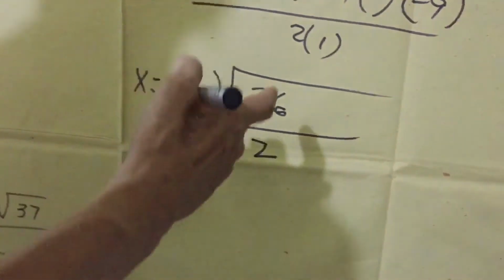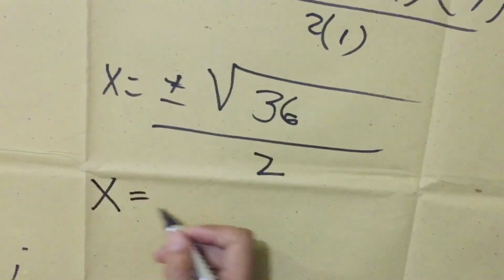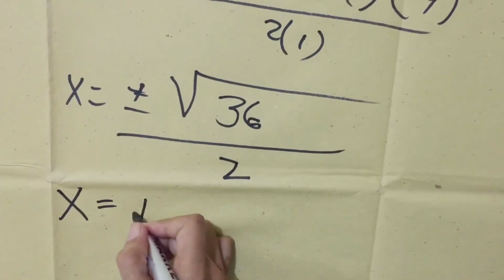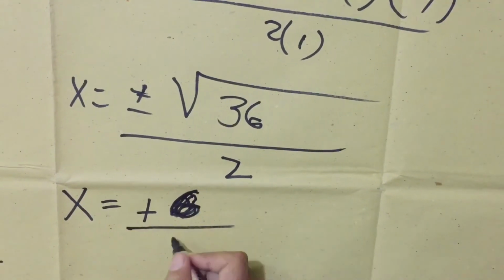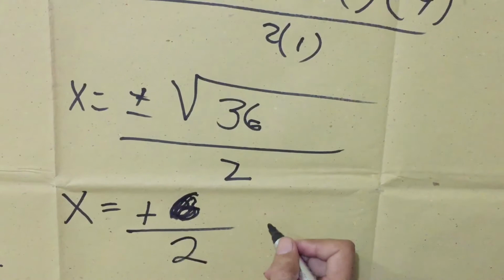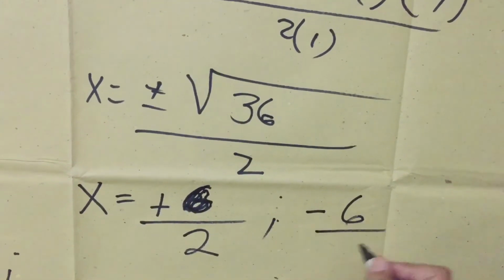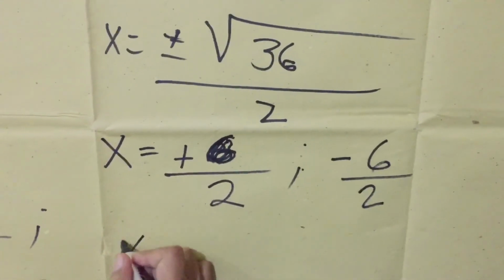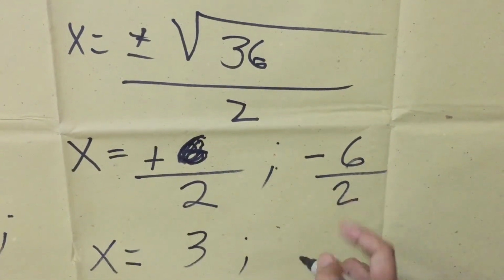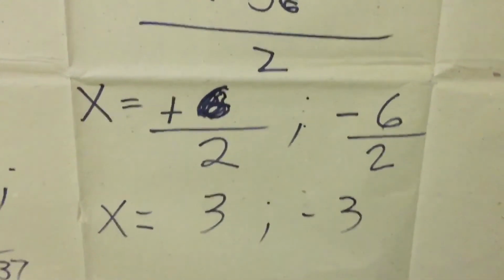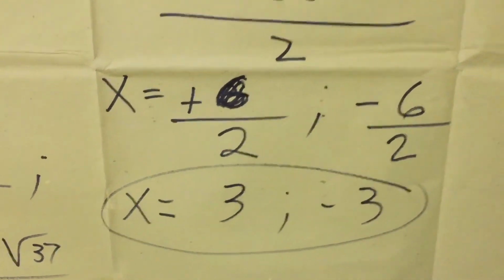Okay, so now we're going to simplify. For x, for positive, we have positive square root of 36 all over 2. And for the negative, we have negative square root of 36 over 2. And our value of x now is 6 divided by 2 is 3. And 6 divided by negative 2, we have negative 3. We have two answers: one positive 3 and one negative 3.